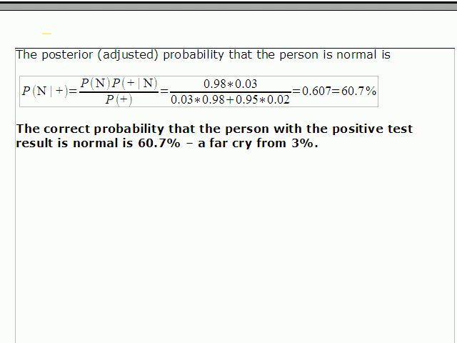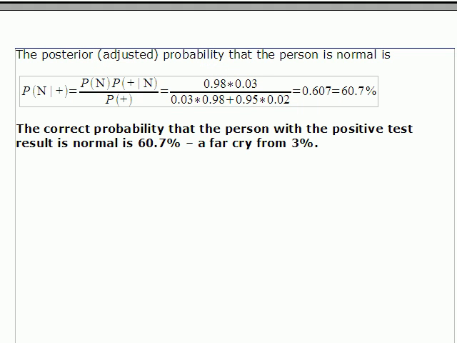So here is the adjusted or posterior probability that the person is normal given that they're looking at this positive test result. Numerator, probability of being normal, 0.98. Probability that that normal person would have had a positive result, 0.03. Probability we would have gotten a positive result anyway, that's the denominator here. The result is 60.7%.